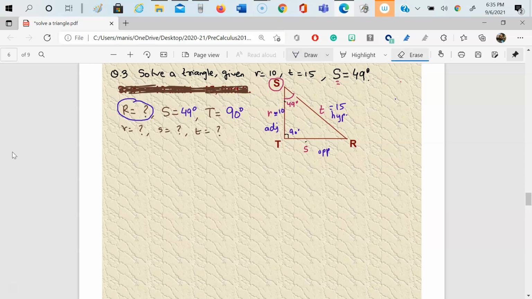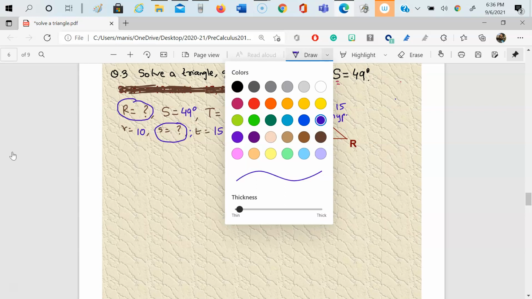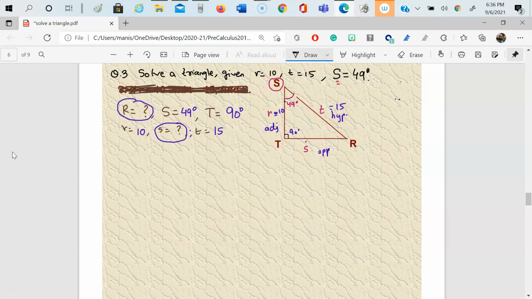Okay, let's keep going. Lowercase r is 10. Yes, they gave me lowercase r as 10. I'll write it over here, 10. What about lowercase s? I do not know this. I'll circle this. What about lowercase t? Yeah, that's 15. Awesome. I'll write it over here, 15. So from this, I came to the conclusion that I need to find one angle R and one side S. So let's start with angle R.